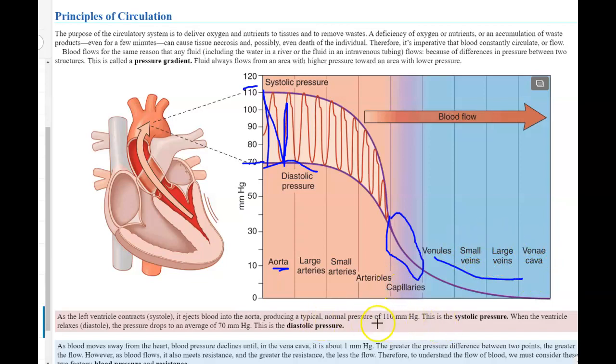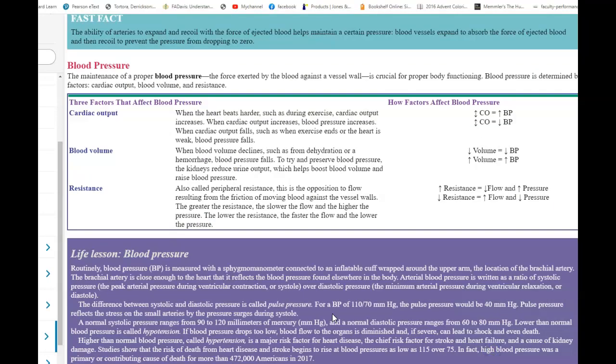Now, the highest pressure is systolic and the lowest is diastolic. So when we're talking about blood pressure, it's systolic over diastolic, or the way I remember that is sky over dirt. Systolic pressure normally is 120 over 80 is normal blood pressure, but it's a range based on health, age, and also activity level.